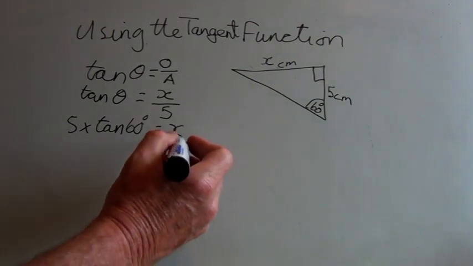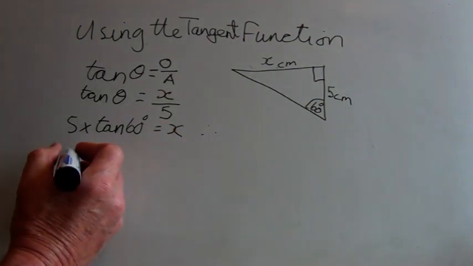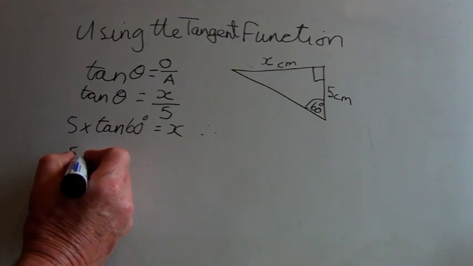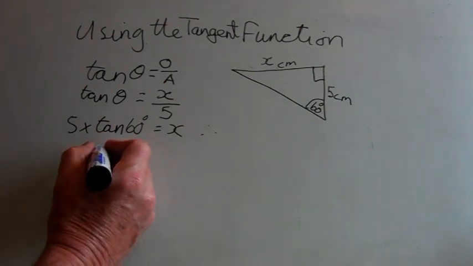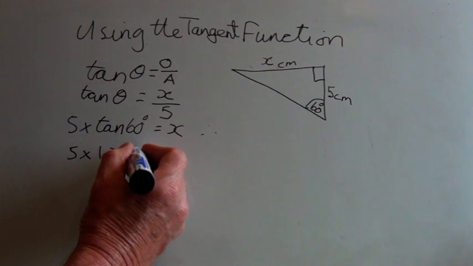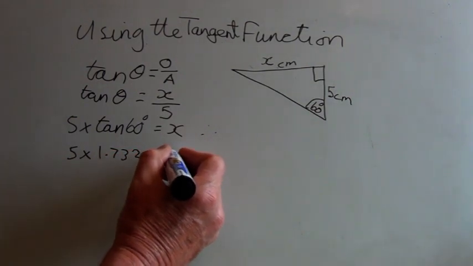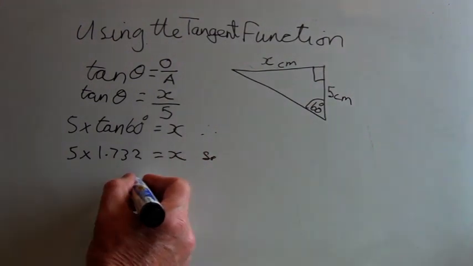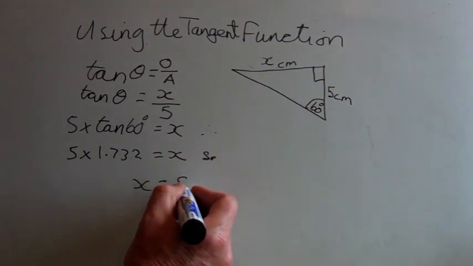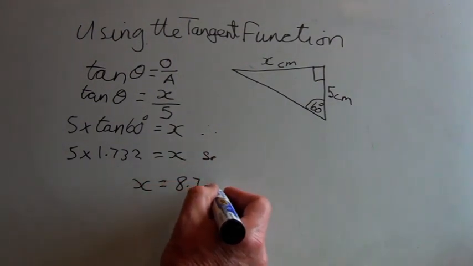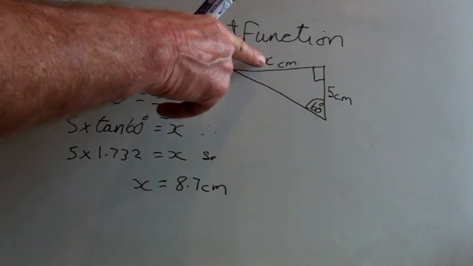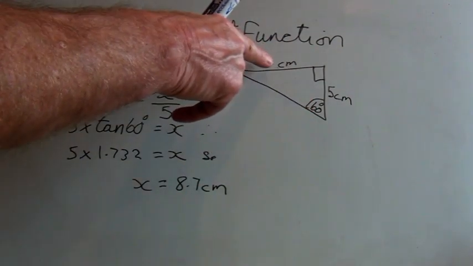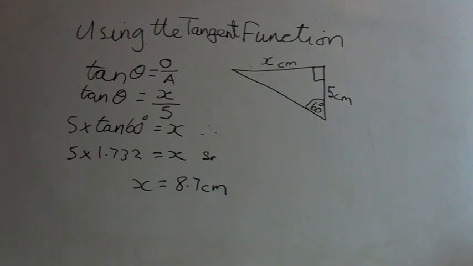Therefore 5 times the tan of 60 degrees, which is 1.732, equals x, so x equals 8.7 centimeters. So the opposite side to theta, x, is 8.7 centimeters long.